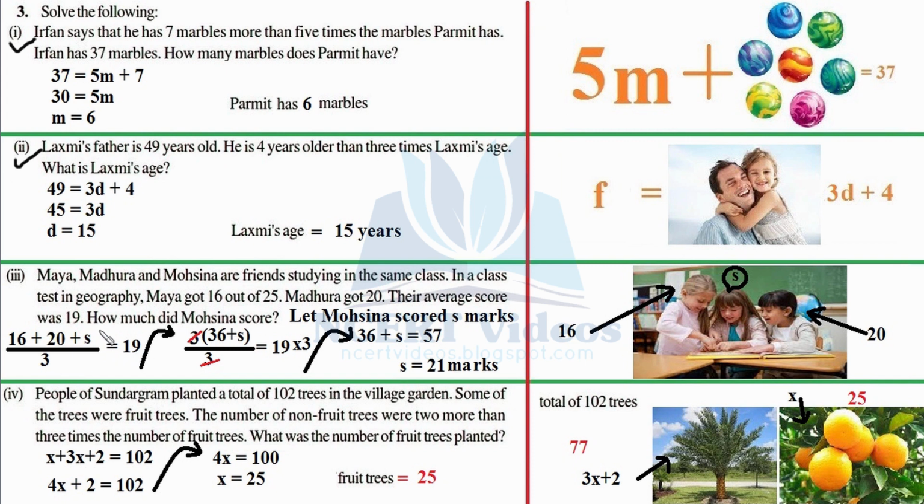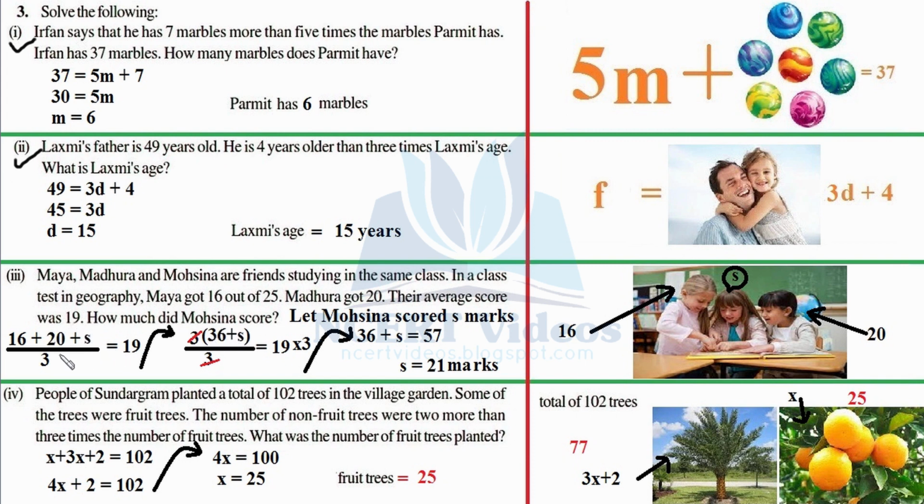Therefore, divided by 3 is equal to 19 because the average is already known to us. This is your equation. Now solve it. 20 plus 16 is 36 plus s. You cannot add it because it is a variable. Therefore, you have to write it as 36 plus s.